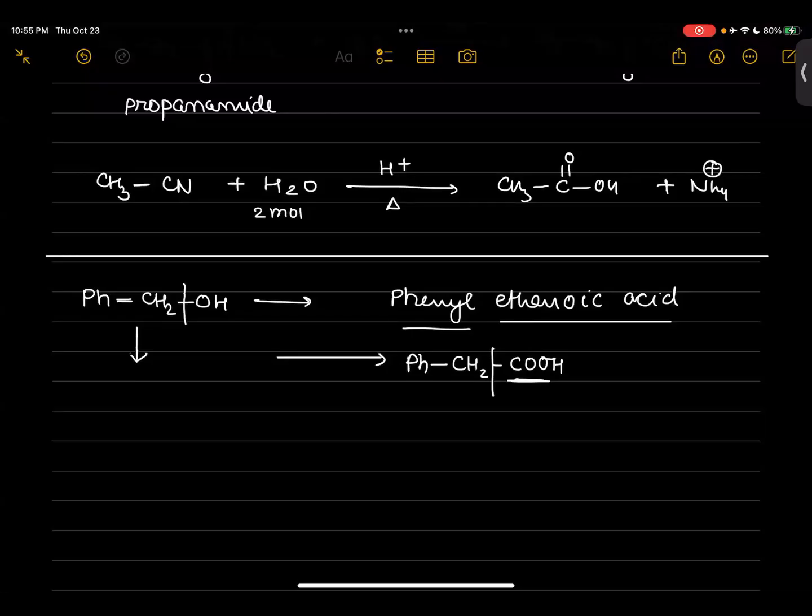Yeah, SOCl2, absolutely correct. Thionyl chloride, which is the best method to convert OH to chloride, or PCl5 or PCl3, or red phosphorus plus Br2. Okay, or PBr3 you can use. But this was the best method. Absolutely correct. So PhCH2Cl.